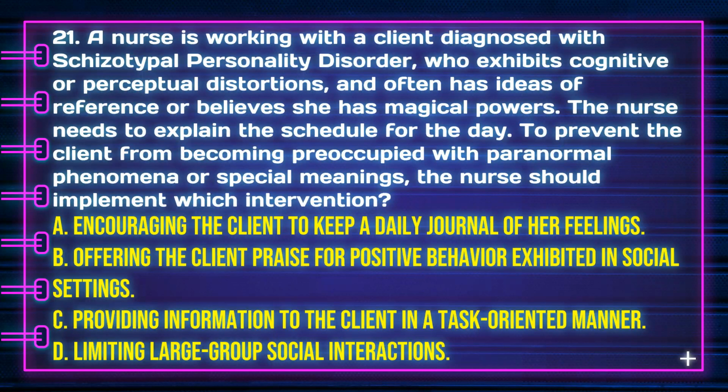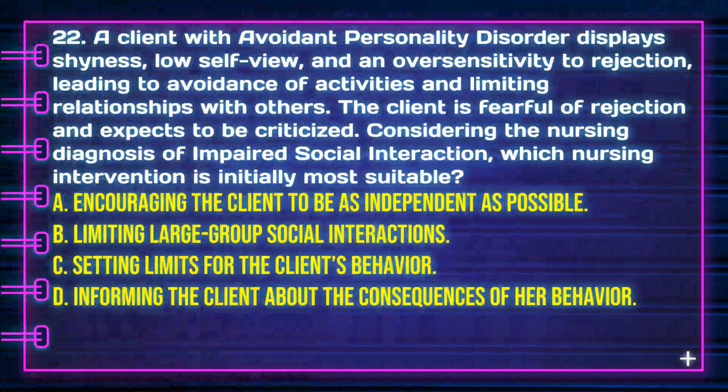Number 22. A client with avoidant personality disorder displays shyness, low self-esteem, and an oversensitivity to rejection, leading to avoidance of activities and limiting relationships with others. The client is fearful of rejection and expects to be criticized. Considering the nursing diagnosis of impaired social interaction, which nursing intervention is initially most suitable? Encouraging the client to be as independent as possible, limiting large group interactions, setting limits on the client's behavior, or informing the client about the consequences of her behavior. The answer here is Bravo.